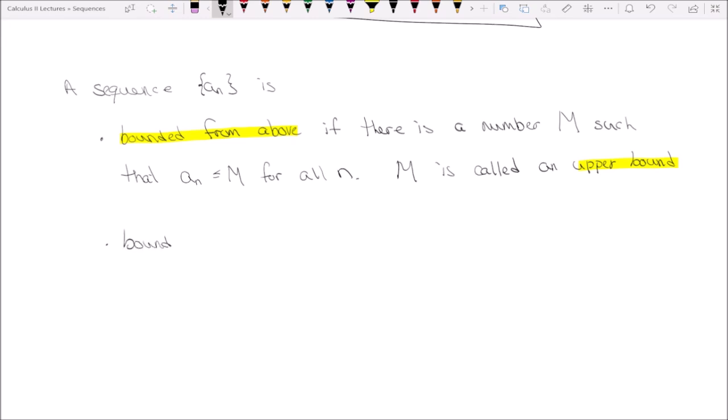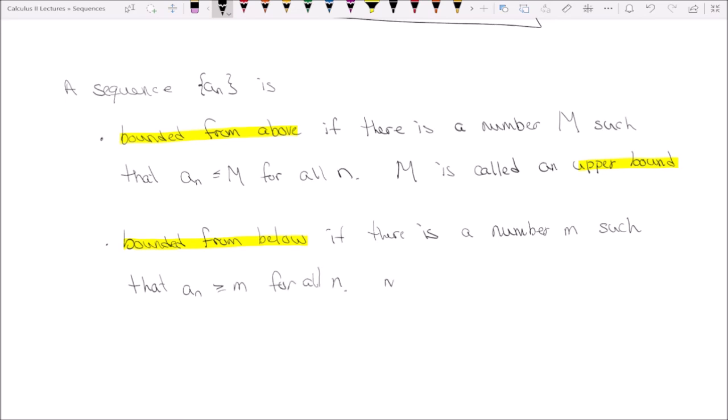A sequence is bounded from below if there is a number little m such that a sub n is greater than or equal to little m for all n. Right? And little m is called a lower bound.